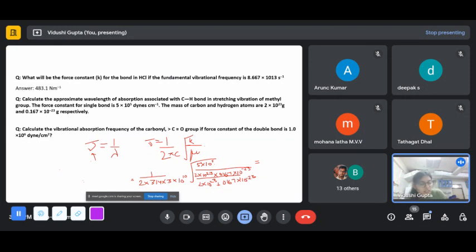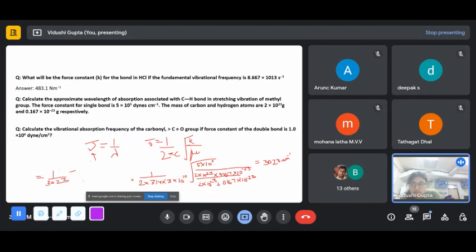So after solving it will be 3023 centimeter inverse. Now we have to calculate the wavelength, and it is the reciprocal of it. So it will be 1 divided by 3023.